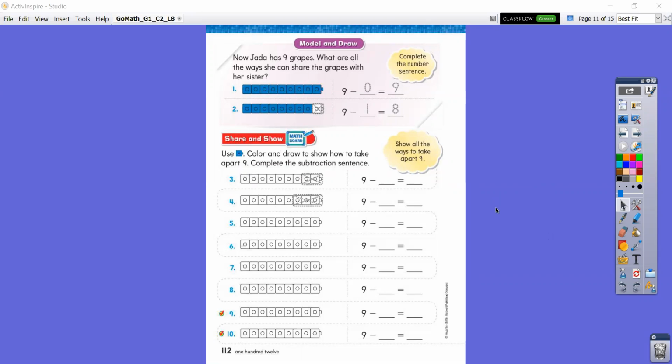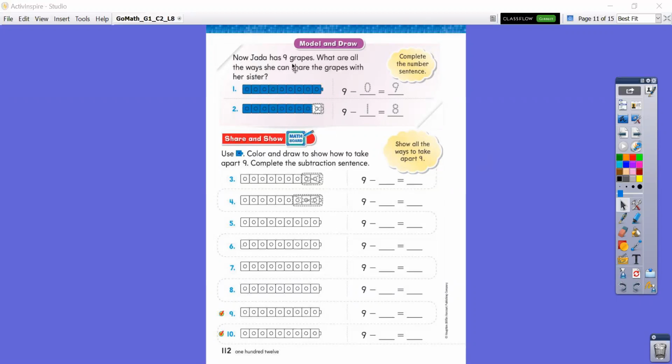And what we're going to work on today is modeling how to take away. So what we've got here is, you can see each of these cube trains starts with 9. All of our subtraction sentences also start with the number 9, because remember, when you do subtraction, the most important part is to start with how many it is all together. So we see all of our cube trains start with that number 9. Let's go up to the top and take a look at our first problem.